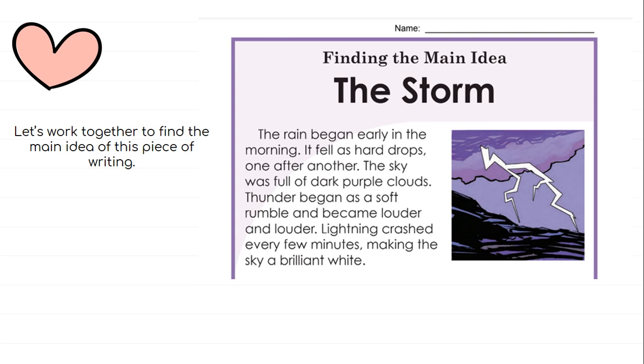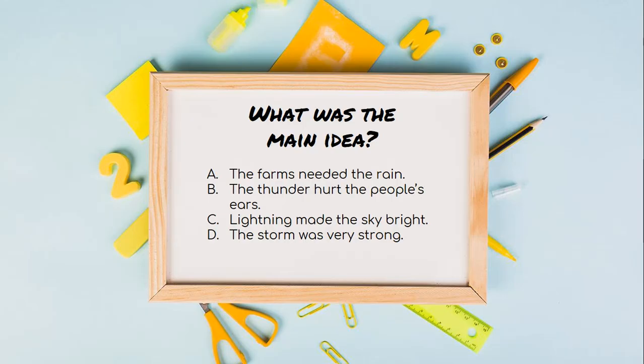It's called The Storm. The rain began early in the morning. It fell as hard drops, one after another. The sky was full of dark purple clouds. Thunder began as a soft rumble and became louder and louder. Lightning crashed every few minutes, making the sky a brilliant white. Okay? So remember, we're going to look at the title, the first sentence, the last sentence, the picture. What do you think the main idea of this passage is?